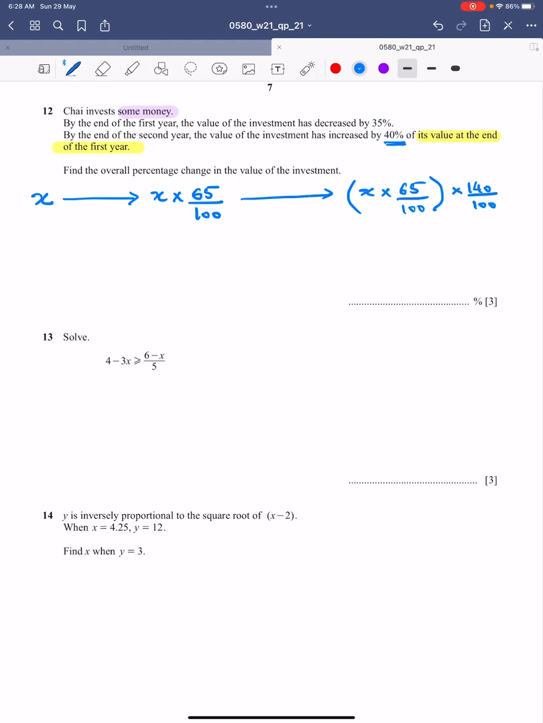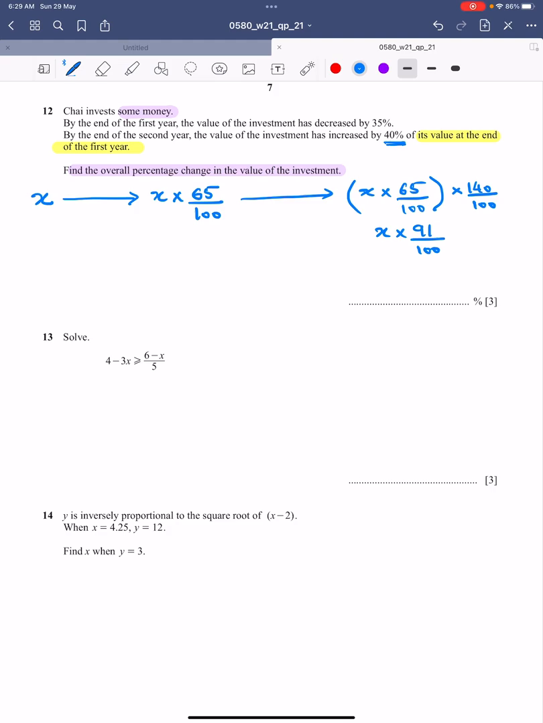Now, in this question, the final thing that we need to figure out is what is the overall percentage change in the value of investment. So, this is what originally we had, X, and now we have X into this value. Now, we can simplify this. So, 65 into 140 divided by 100 times 100, which is 91 over 100. So, this value at the end of the second year is X into 91 over 100.